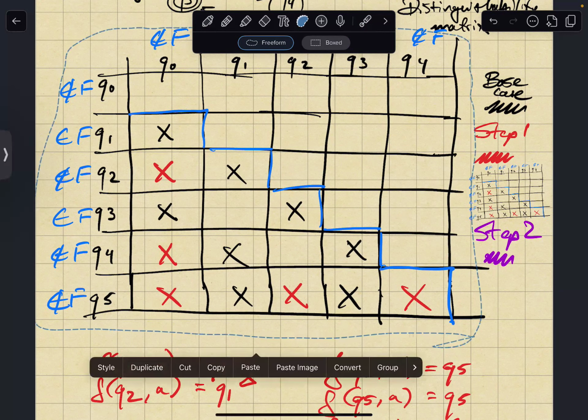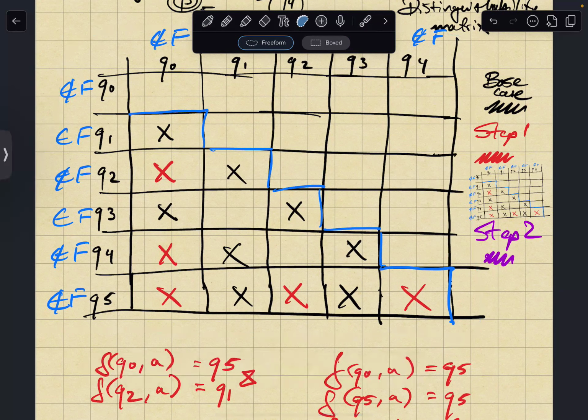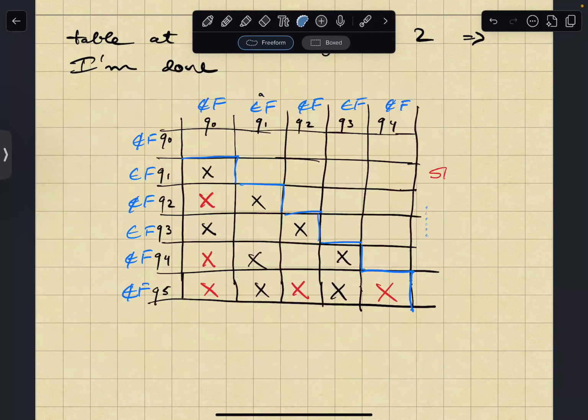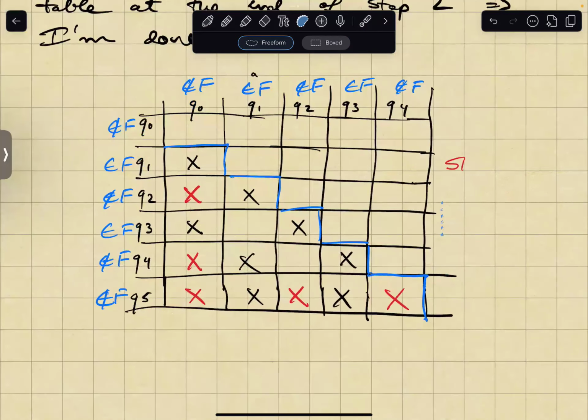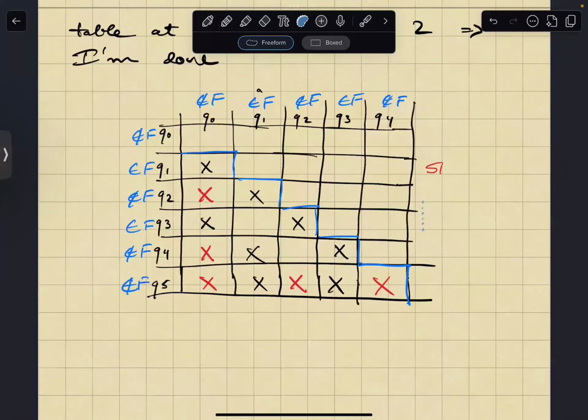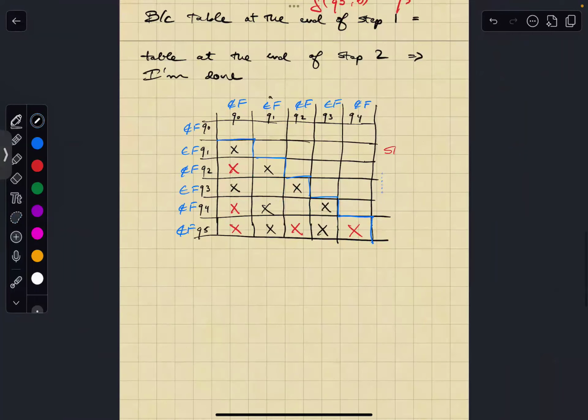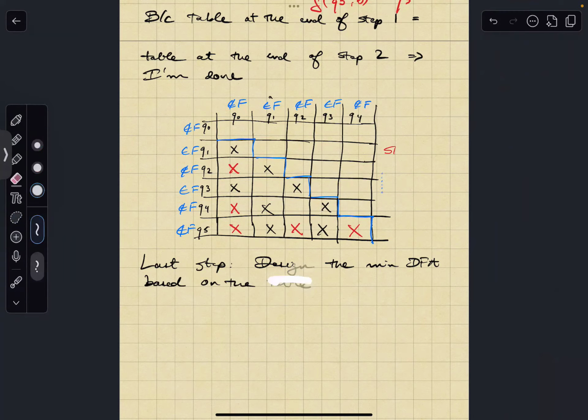But of course, what do I actually want? I want a DFA. This is no DFA. So that's the other part of the algorithm that's important: now we have to design a DFA based on this table. So the last step here is to design the minimal DFA based on the final table.